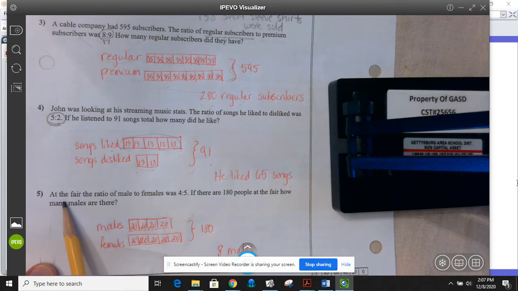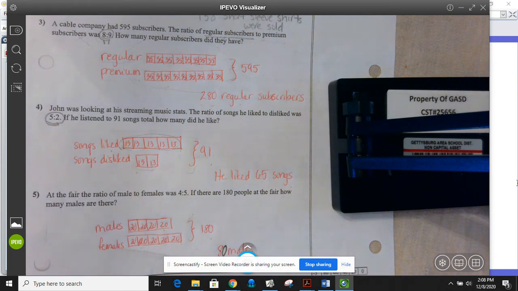Lastly, at the fair, the ratio of male to females was 4 to 5. Drew my 4 squares, my 5 squares. There were 180 people total. So I divided the 180 by my total squares, which was 9. And then I found out that there was 20 in each box, and I put 8 males, but it should be 80 males is the total that was present there.